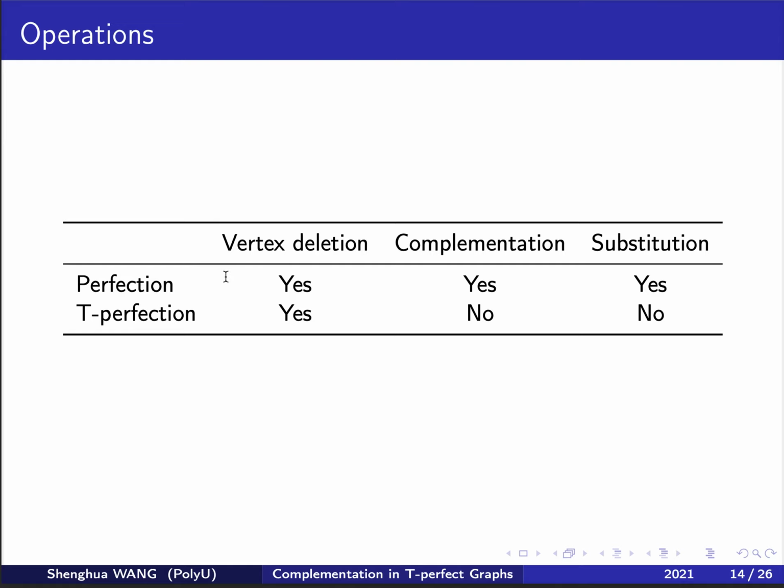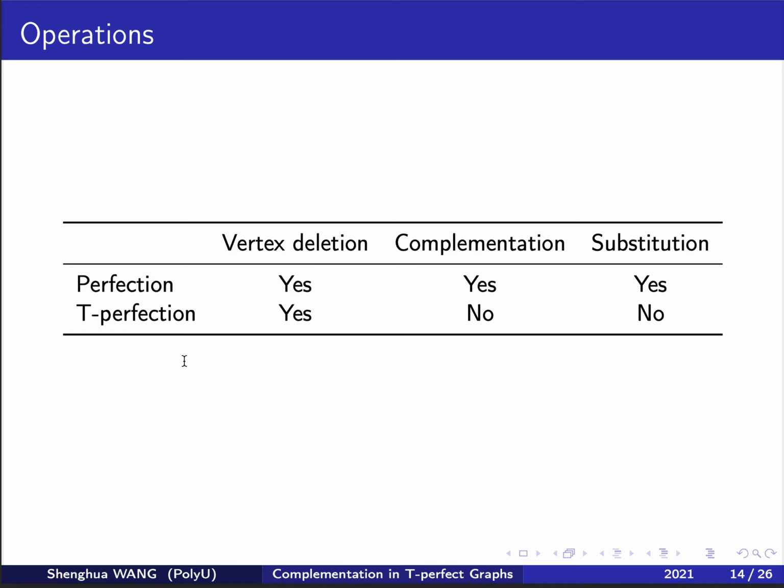And here are some operations on graphs. Based on the definition of perfect graphs, we know perfection is preserved under vertex deletion. Due to the weak perfect graph theorem, we know perfection is also preserved under complementation. And as a key step in the proof of the weak perfect graph theorem, Lovász showed that perfect graphs are closed under substitution. Therefore, perfection is preserved under all of these operations.